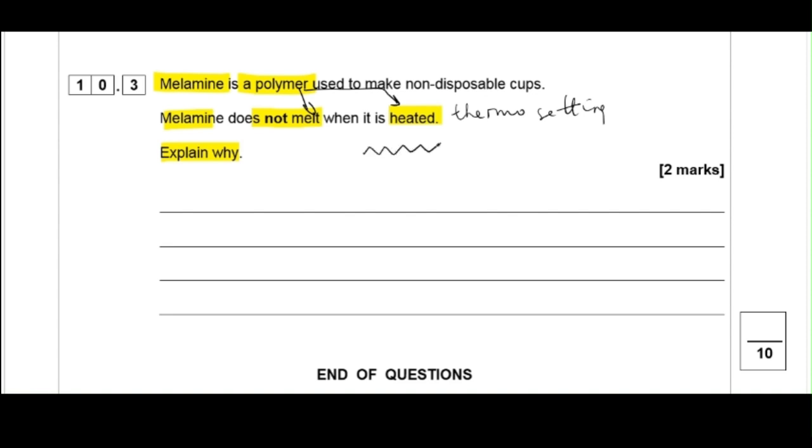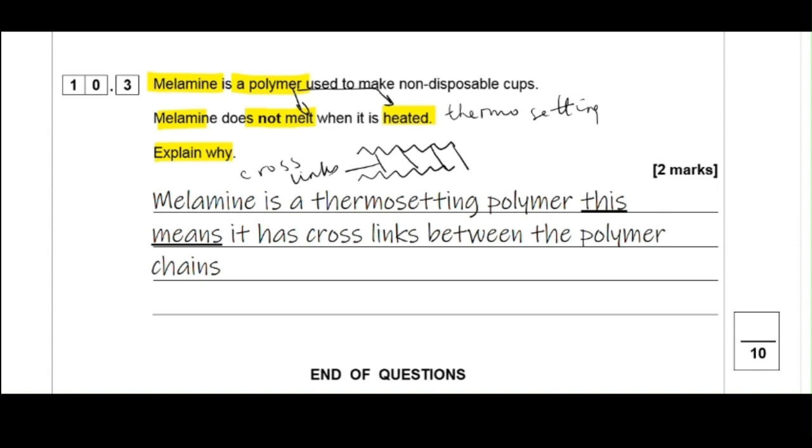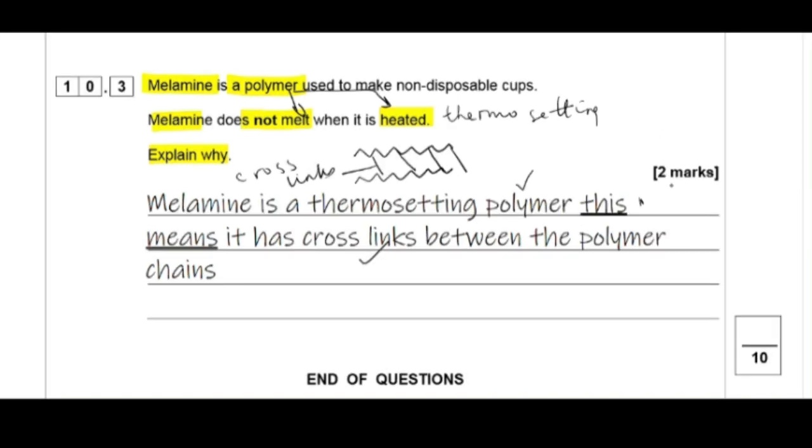Now, what does that mean? We need to explain why it's thermosetting. If we look at the polymer chains here, a little diagram, between the polymer chains are covalent bonds, and we call these cross-links or cross-linked bonds. Please do not refer to them as weak intermolecular forces. They are strong bonds. So to get 2 marks, melamine is a thermosetting polymer for 1 mark. This means, that's the key bit, it has cross-links between the polymer chains for the 2nd mark.